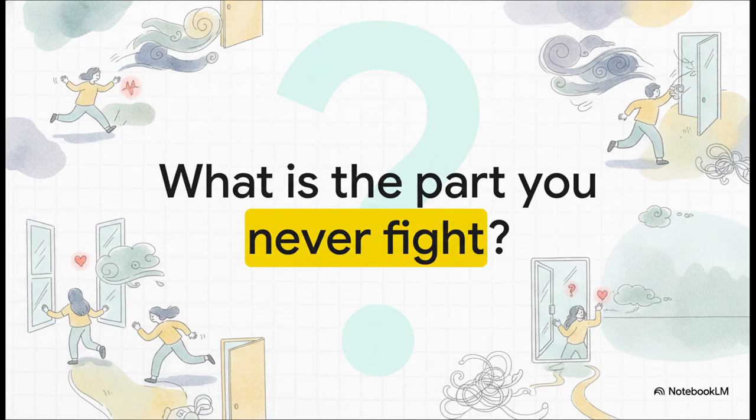Which leaves us with this incredibly provocative question pulled directly from the bridge of the text. It states that the thing that really haunts you is the part you never fight. So as we wrap up this explainer, I want to leave you with this to reflect on your own internal avoidance. What is the part you never fight? What's the feeling, the habit, or the truth that you have been locking the windows against? Because as we've seen today, until you turn around and face it, you're just going to keep running from your own heartbeat.